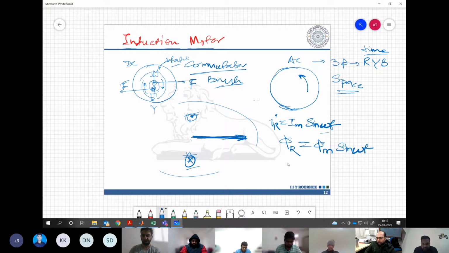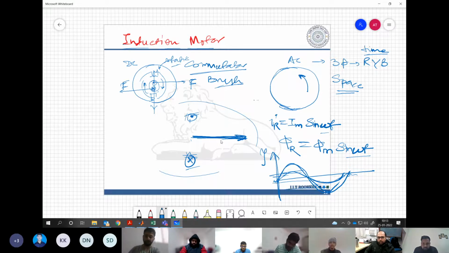Correct? So what will happen with time? How will the flux vary? Your current is changing something like this, and flux is also changing something like this, maybe with a different magnitude. Correct? So what is happening actually with the flux magnitude? Whatever projection you see on this y-axis, that is the value of flux that you are seeing as magnitude over here.